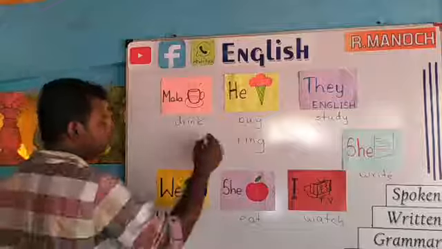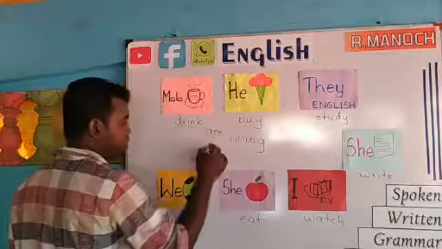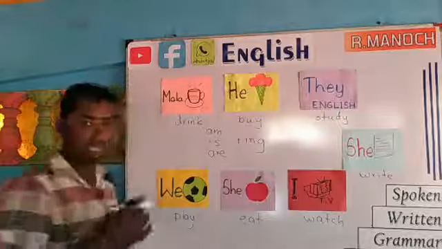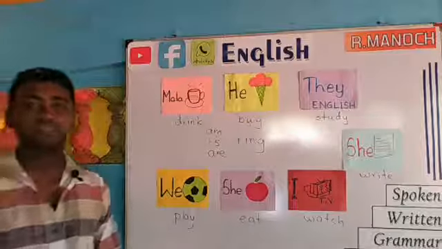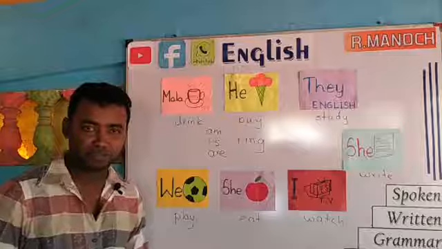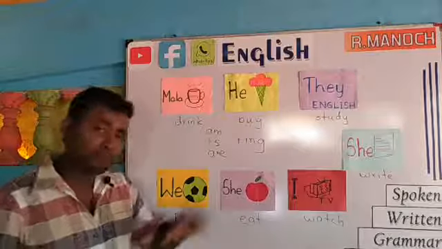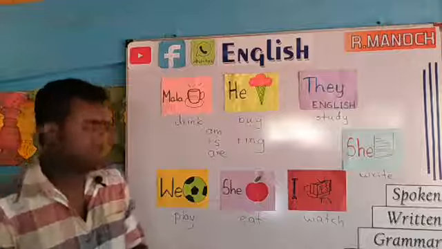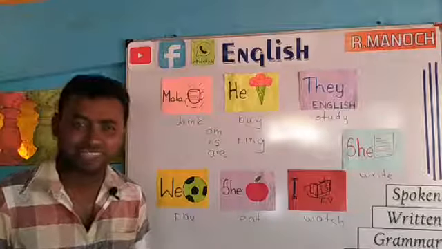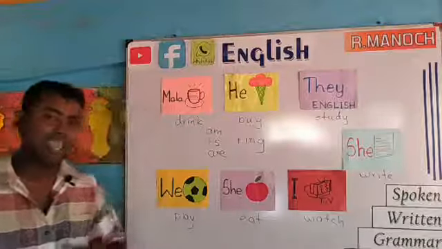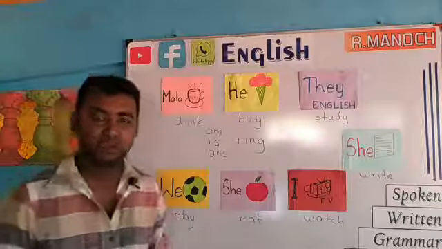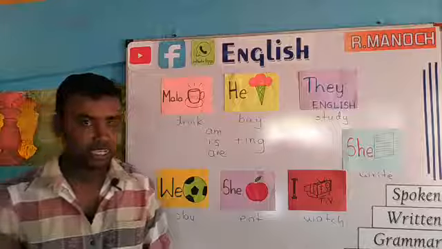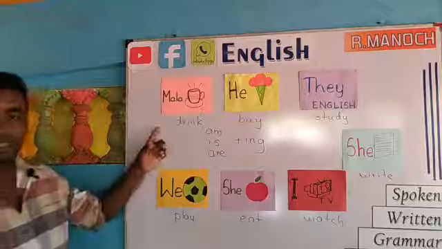Present continuous structure will be like am, is, are, plus ing. Am, is, are plus ing form of the verb. Actually, am, is, are plus verb plus ing, but I don't say verb because when you say ing, you understand, right? The verb comes in ing form. So, am, is, are plus ing or am, is, are plus verb plus ing. Okay, so now let's try it.